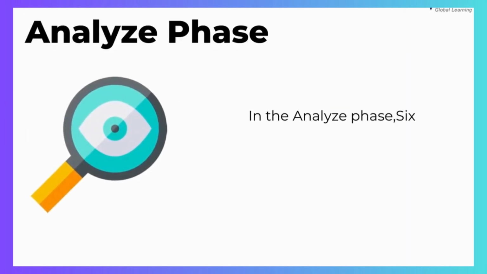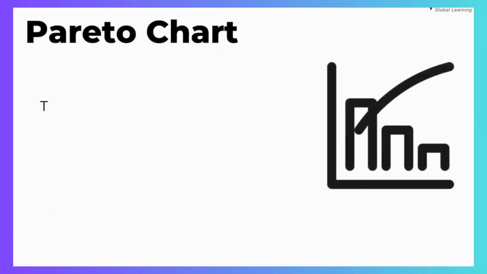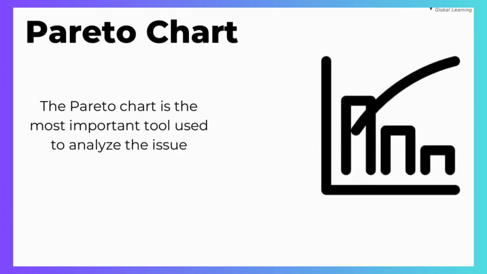Now, we will start with the analyze phase. In the analyze phase, Six Sigma experts will determine what causes the issue and its variation. In this phase, it is important to analyze the process capability. Here in this phase, the Pareto chart is the most important tool used to analyze the issue.